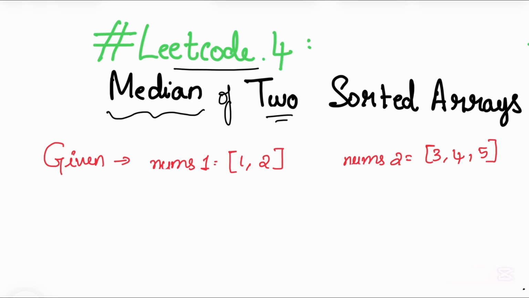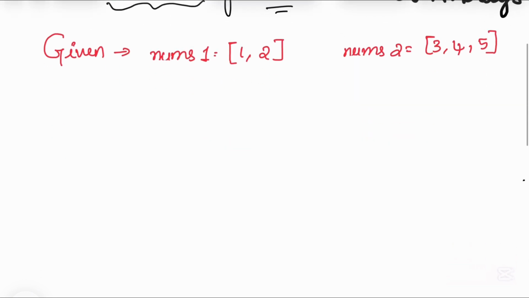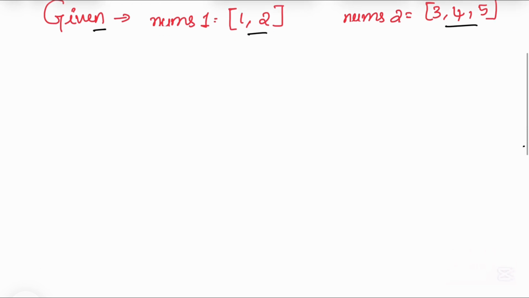The second question we're going to solve is median of two sorted arrays. We have to find the median of two sorted arrays. In the question, they'll give us two arrays which will already be sorted. We have to merge these arrays and we have to find their median. The first thing we have to do is merge both the arrays.